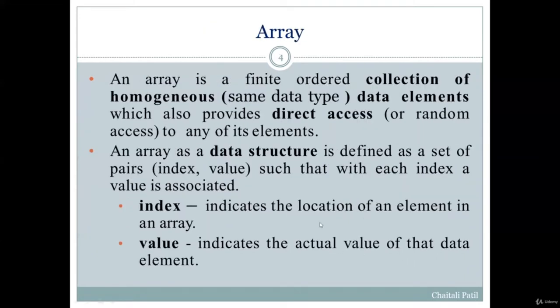An array is a finite ordered collection of homogeneous data elements, which also provides direct or random access to any of its elements. An array as a data structure is defined as a set of pairs, index and value, such that with each index, a value is associated. Index indicates the location of an element in an array. Value indicates the actual value of that element.